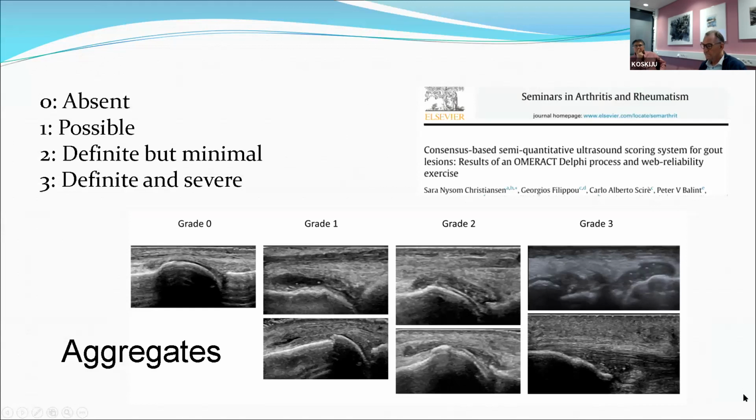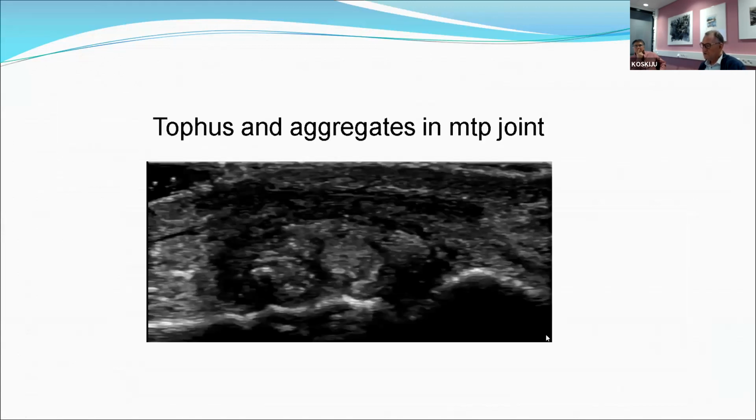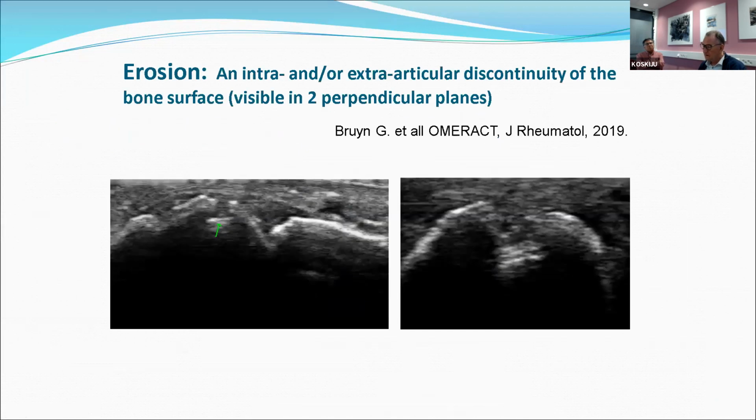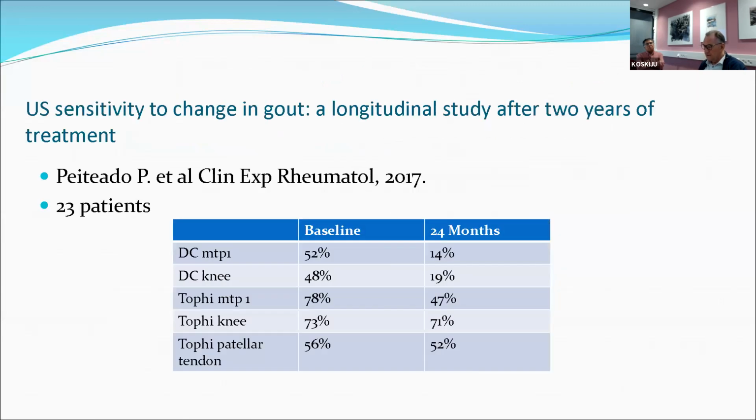Okay. In this image, you see tophus and aggregates. In this image, we will see double contour, yes, and aggregates and tophus. All these three components. Erosion, of course, there might be erosions also in gout. We skip that.